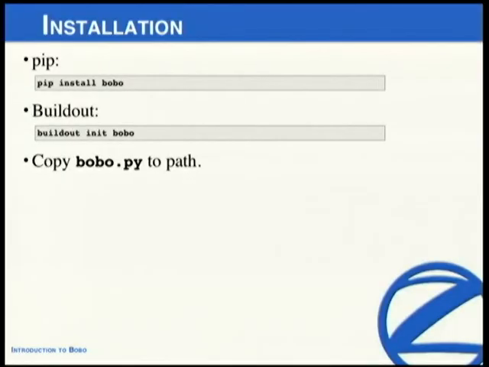Installation is suitably boring. You can install it with pip in the usual way. I happen to use buildout a lot, so I often install it with buildout with a command like that. And Bobo is a single file, so you can copy it into your path. And this is useful in situations like running in Google App Engine, where the way that you package things is a little bit different. So it makes it convenient for situations where pip or buildout aren't really quite applicable.